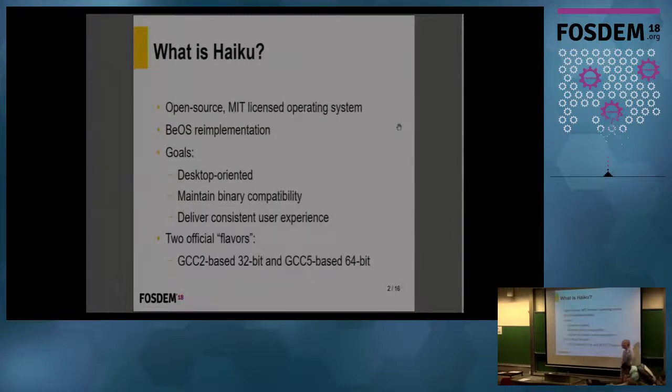So, what is Haiku? Haiku is an open source MIT licensed operating system. It is a BeOS re-implementation. BeOS was an operating system that died in 2001 because the company behind it went bankrupt. But it had really a lot of really nice technical solutions.